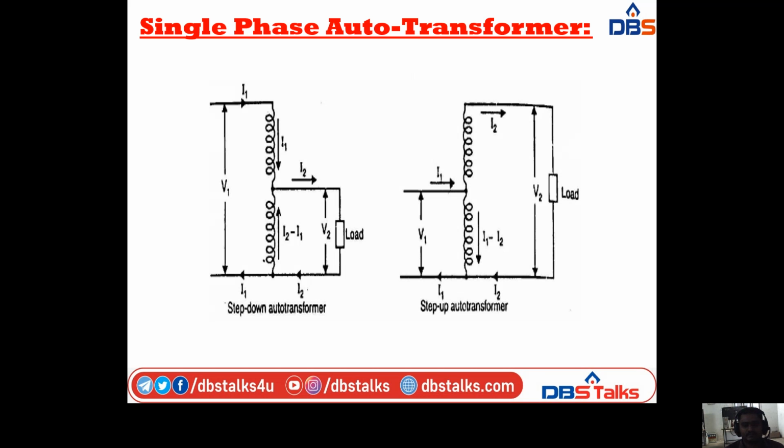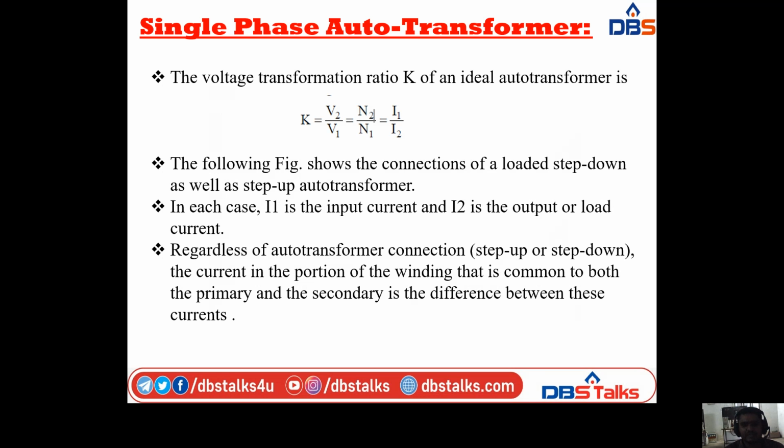In this diagram we have I1 and I2, where I1 is the input current and I2 is the output or load current. Regardless of the auto transformer connection, either step up or step down, the current in the portion of the winding that is common to both the primary and the secondary is the difference between these currents.